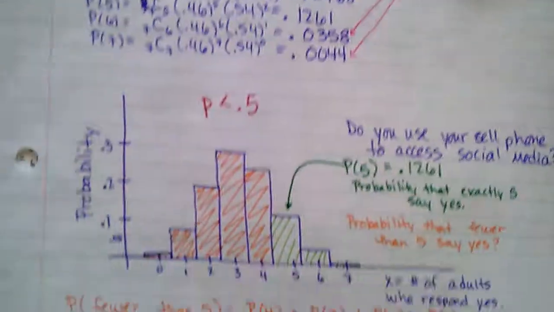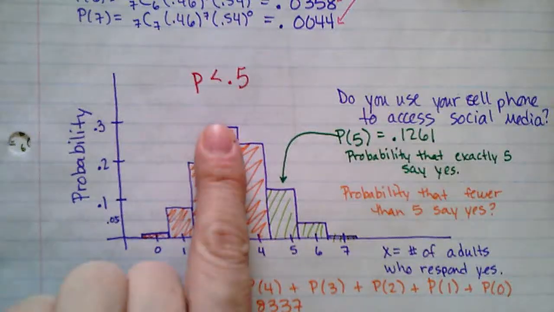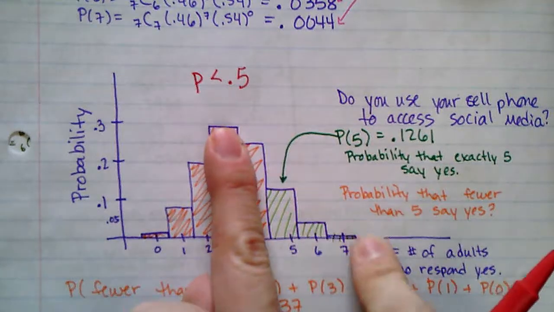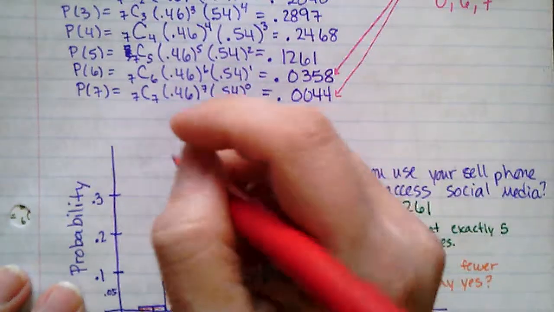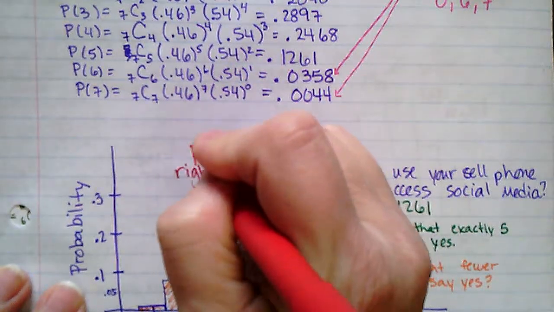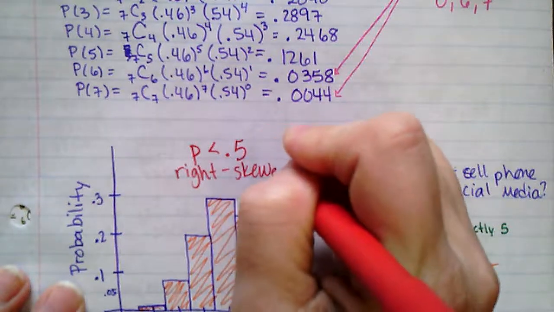And on this one, here's the top of it. So our right tail is longer. This was pretty close to 0.5, so it's a little harder to tell. But this gives us a right skewed graph.